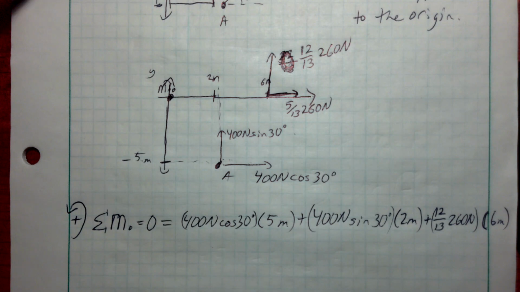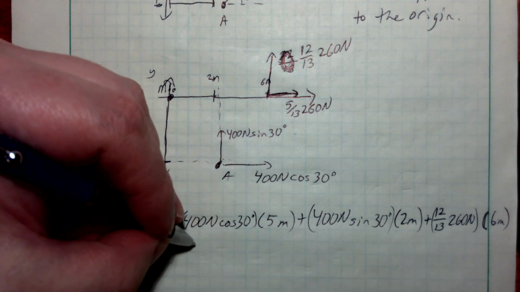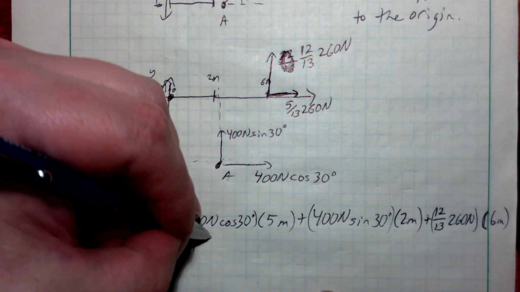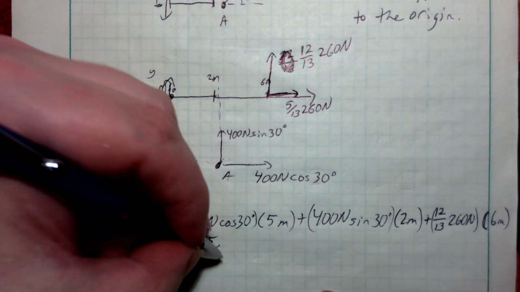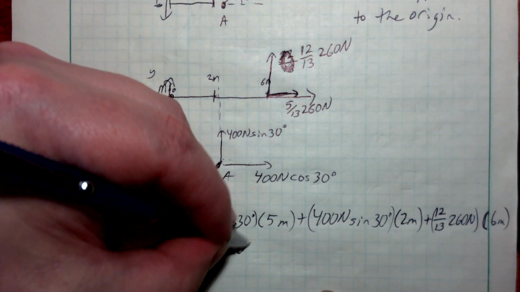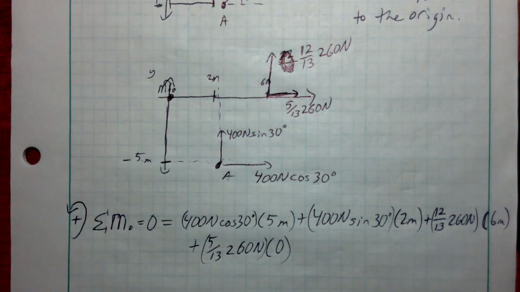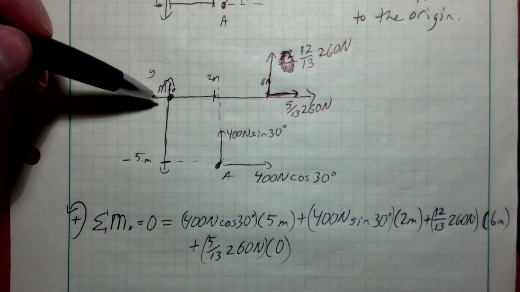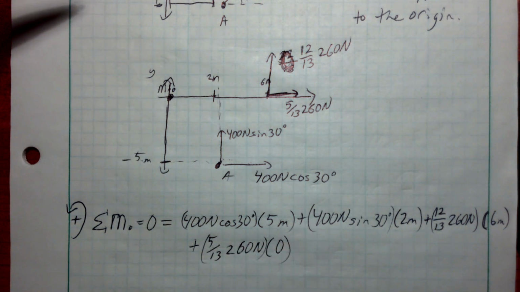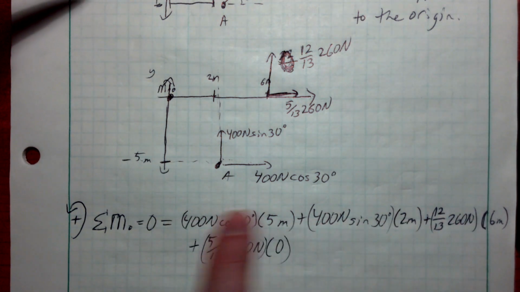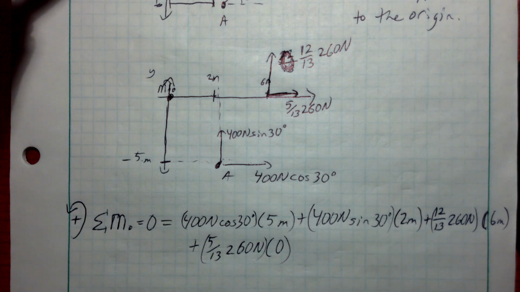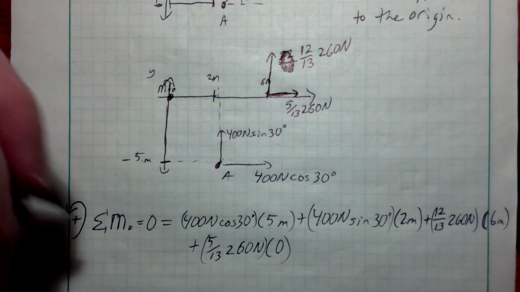All right, so hopefully I've given you a handful of different ways to figure out the direction of these different forces. Now, if we add in this x direction component, that's 5/13 of 260 newtons, but it has a 0 distance to the origin because its line of action passes through the origin. So we don't have to add it. It ends up being 0. But all these others cause a counterclockwise rotation. Therefore, they're all getting added.